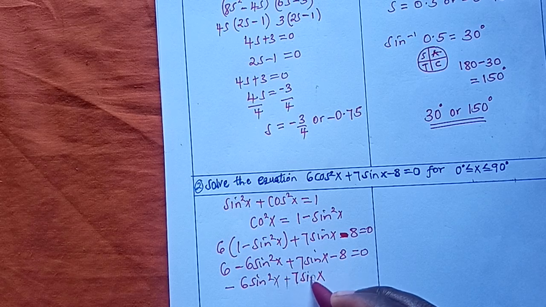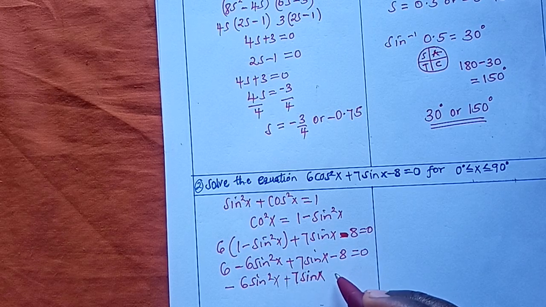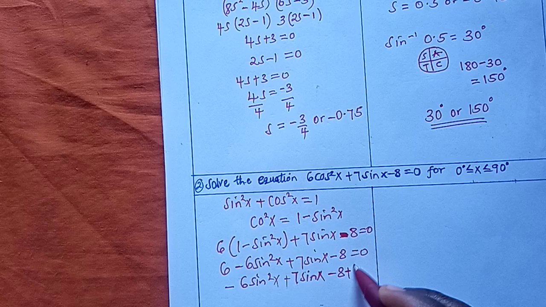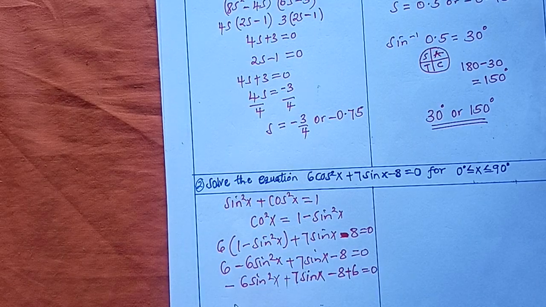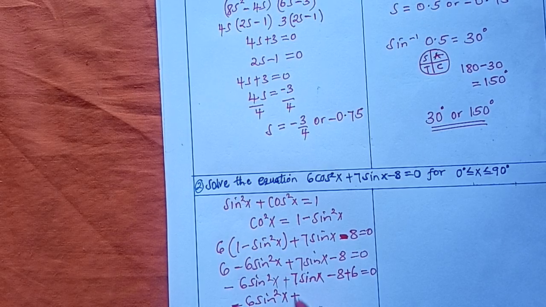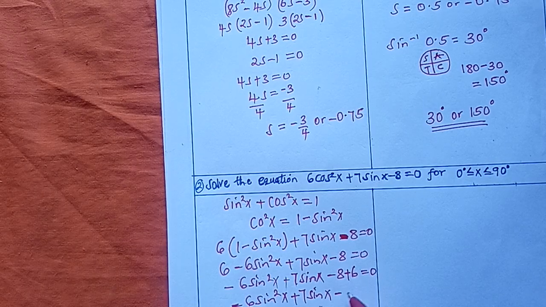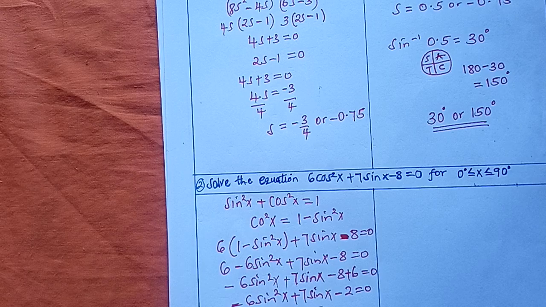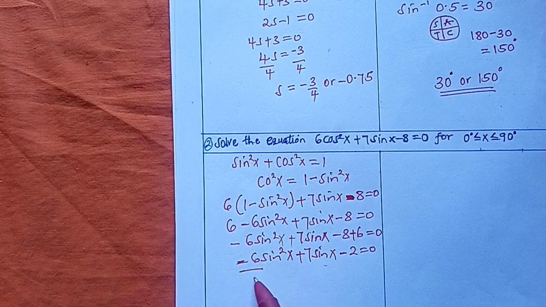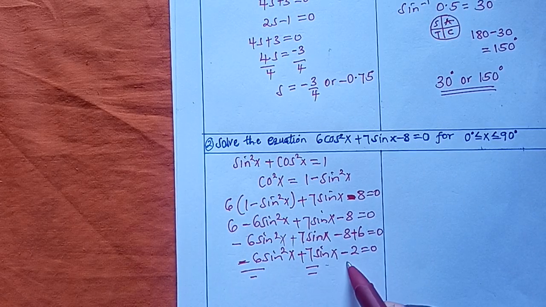We put like terms together, we have negative 6 sine squared x plus 7 sine x, and then minus 8 plus 6 is equal to 0. Now negative 6 sine squared x plus 7 sine x minus 2 is equal to 0. We do not want to have a negative on the first term, so we are going to remove the negative by dividing both sides by negative 1.